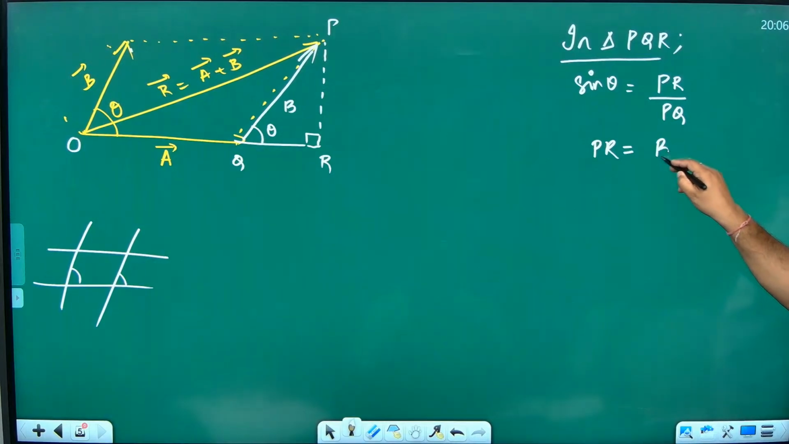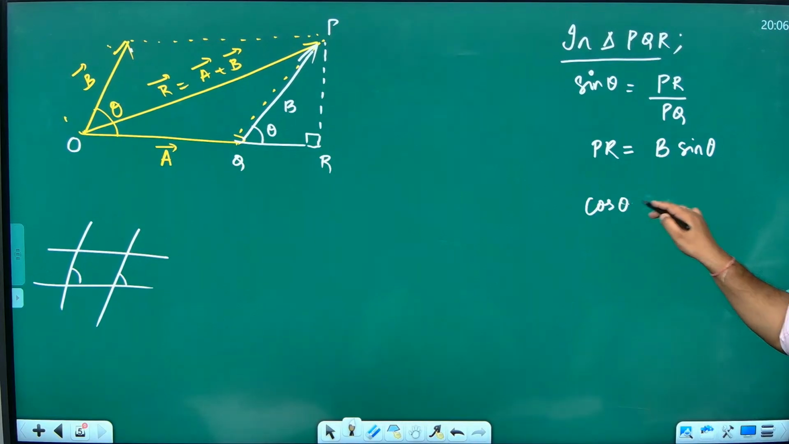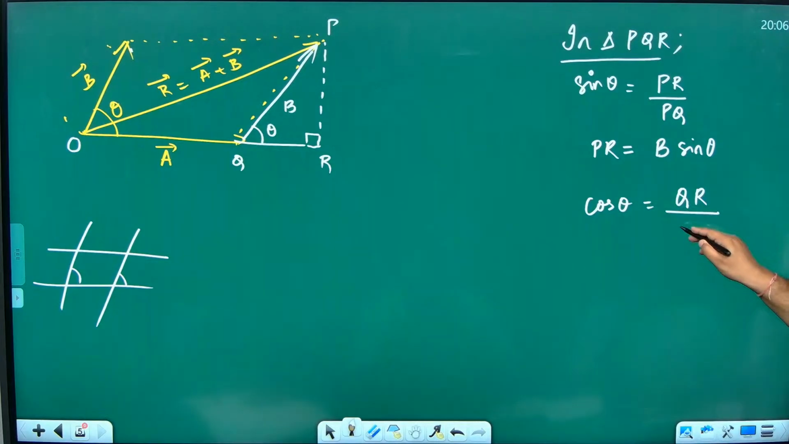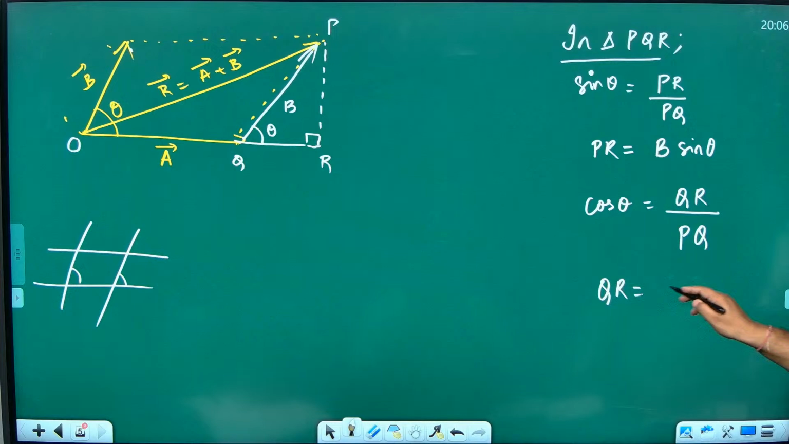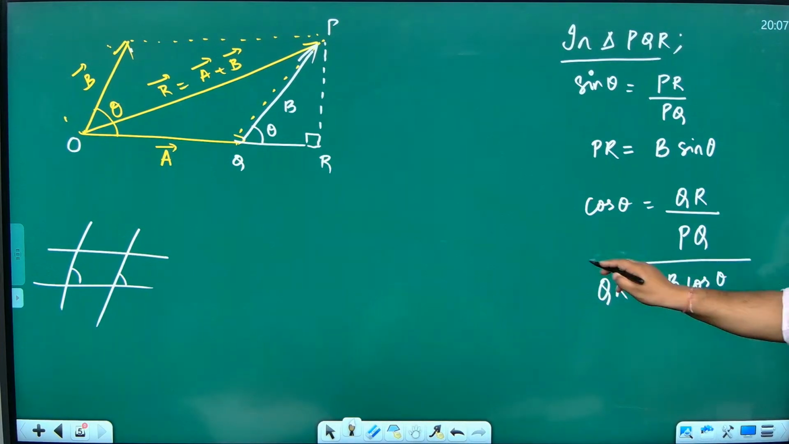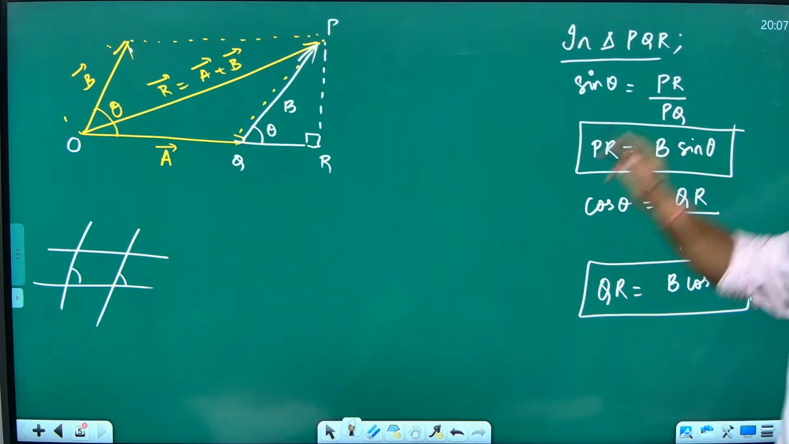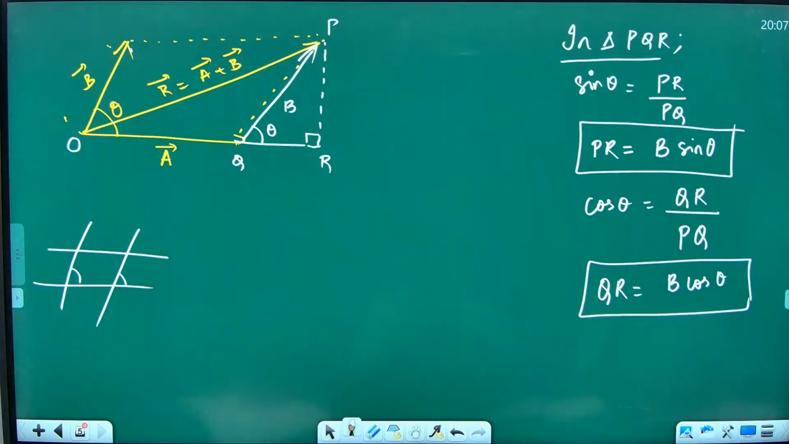PQ is what? B sin theta. Do you agree with me? Yes, sir. Same way, what is cos theta? Adjacent by hypotenuse. So cos theta is QR by PQ. So what is QR? PQ is B, so QR is B cos theta. So I got the value of QR as B cos theta, and I got the value of PR as B sin theta. Anybody has problem in this? Should not have. I hope all of you are understanding this.